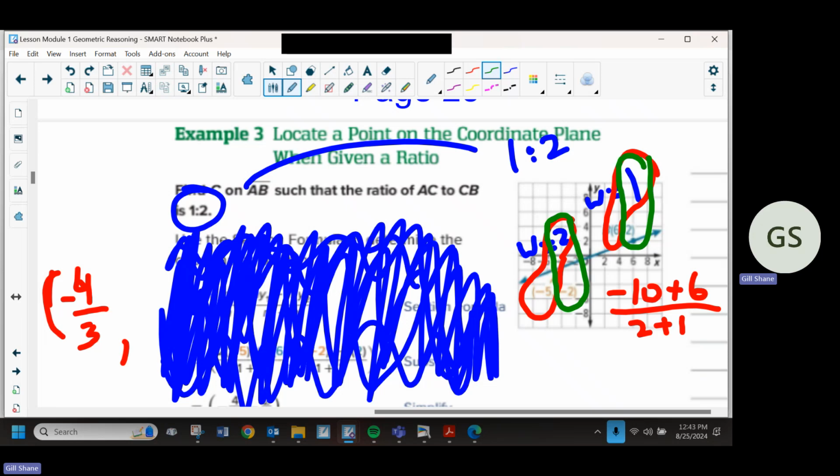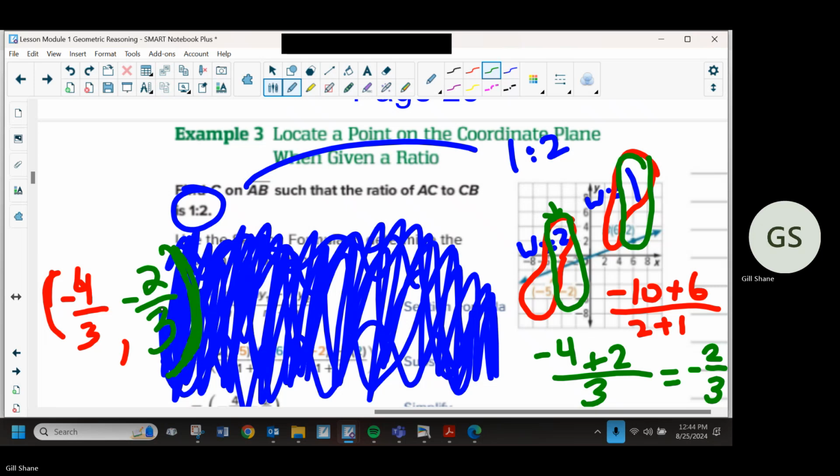I do the math. I do the multiplication. 2 times -2 is -4. So that's what I just did right here. Then 1 times 2 is just 2. I divide by the weights added together, which is, I'm just going to go ahead and add them together, 3. So that gives me -2/3. So my y value should be -2/3. So that should be my point.